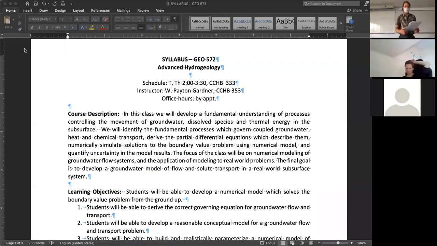So the final outcome that we want out of this class is this report summarizing your model.